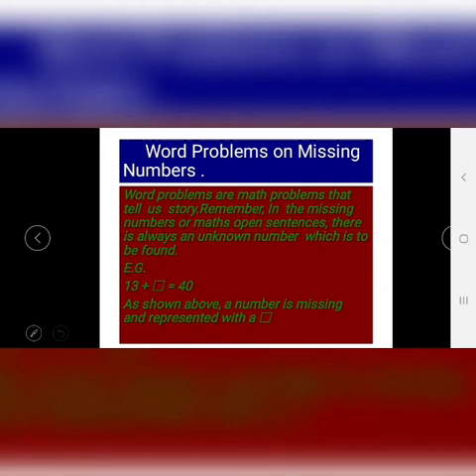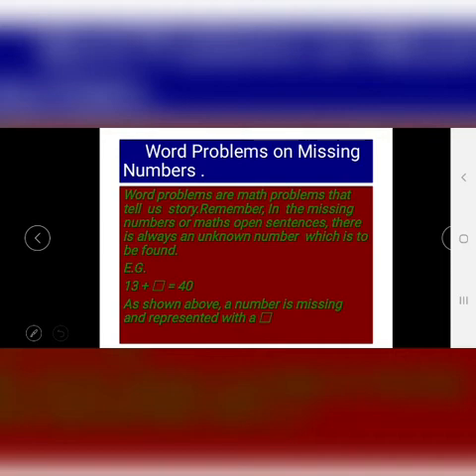So today we'll be learning word problems on missing numbers. Previously, we looked at missing numbers in addition sentences, missing numbers in subtraction sentences, and missing numbers in multiplication sentences. But today, we're rounding up the missing numbers with word problems on missing numbers.